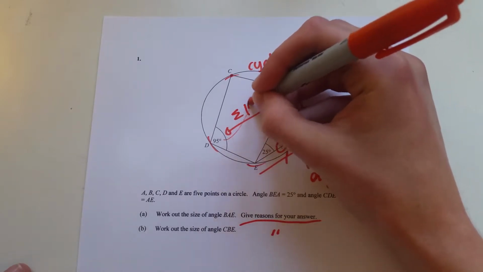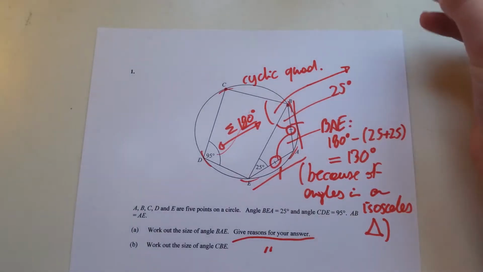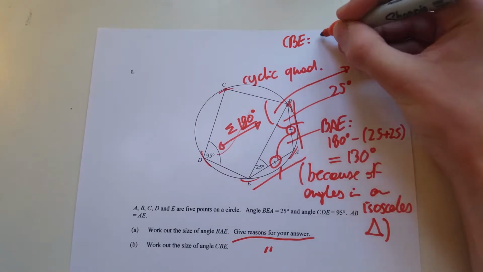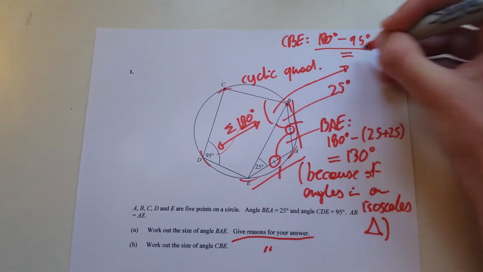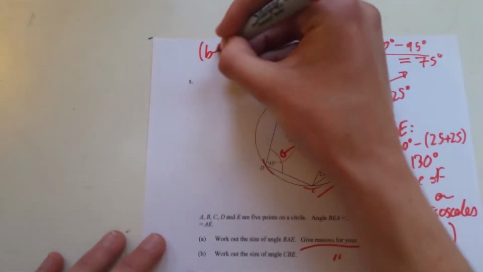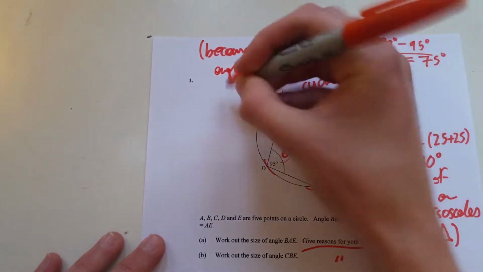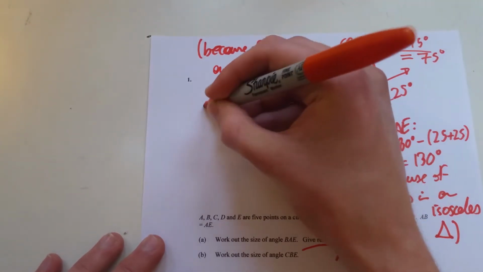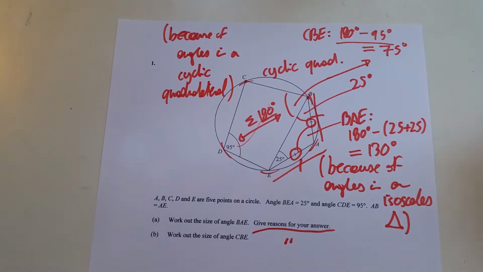So then you can easily see that angle CBE will be equal to 180 degrees minus 95 degrees, which of course is equal to 75 degrees. And if you want to give reasons for that, you'd simply say because of angles in a cyclic quadrilateral. And that's your answer to question 1. So feel free to mark it and see where you went wrong, and hopefully learn from this question.